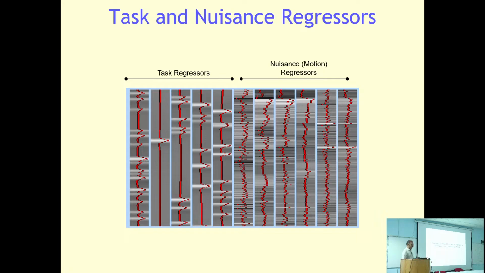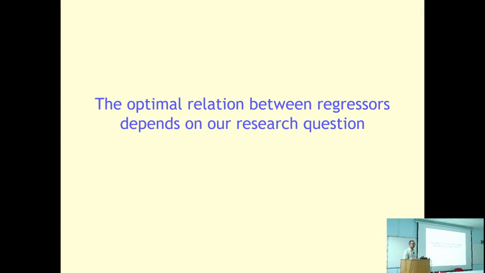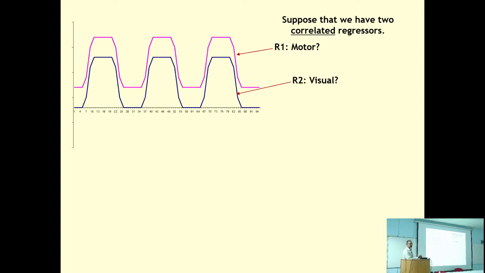So the optimal relation between regressors depends on our research question. Again, if someone was to study aging, maybe the underlying hemodynamics is another regressor of interest. But if we were all college students between 21 and 25, then maybe not. So it depends on the question that you are asking. Think of another example. Please forgive me for always bringing up finger tapping, because for me that's a very simple task, and it's a very robust task.